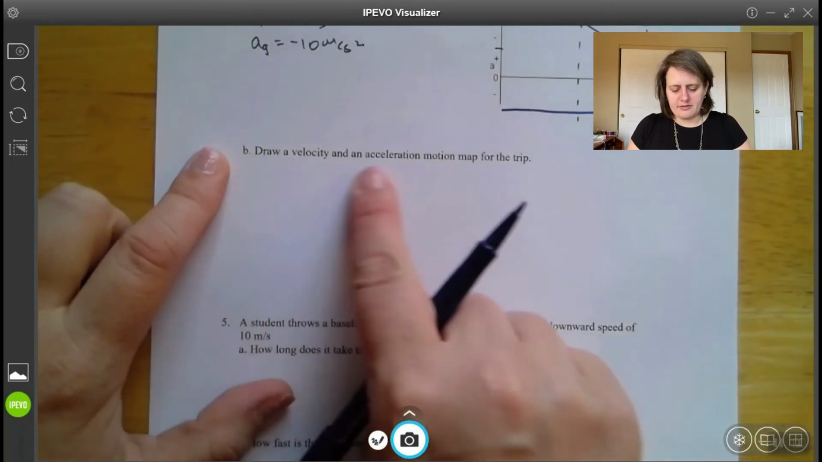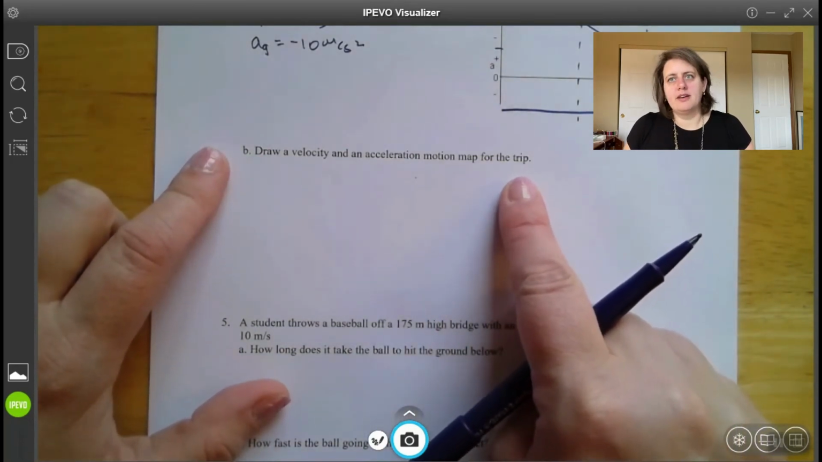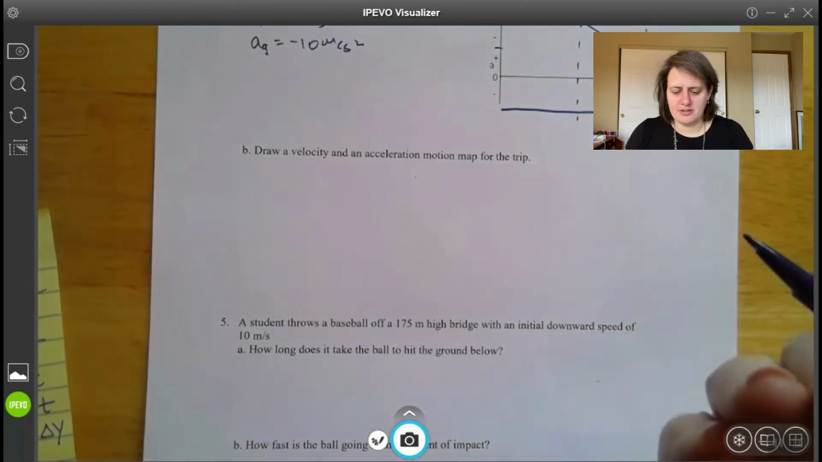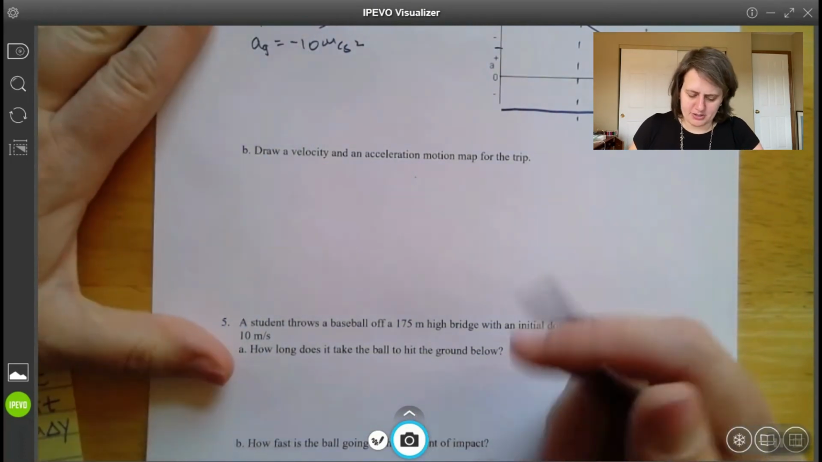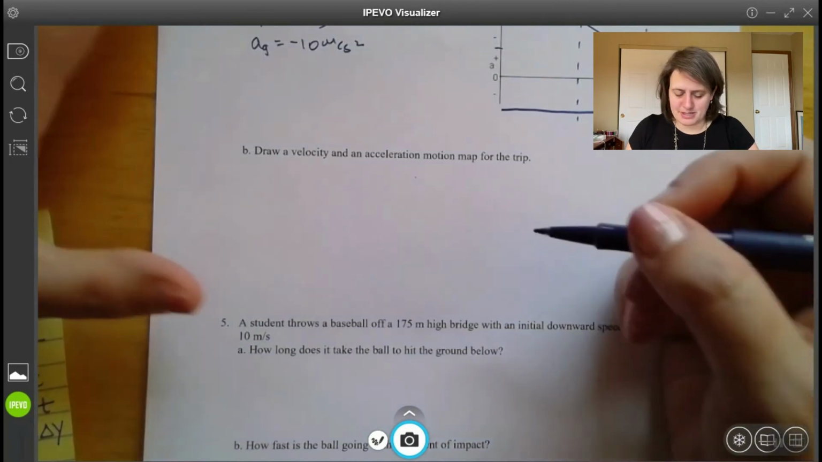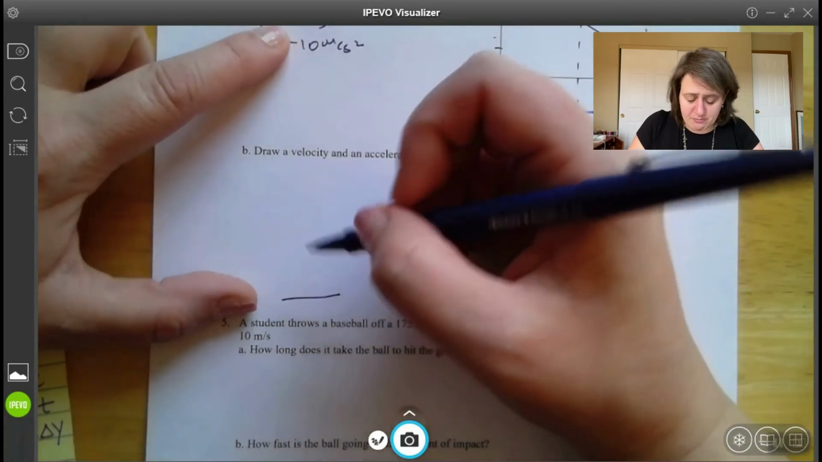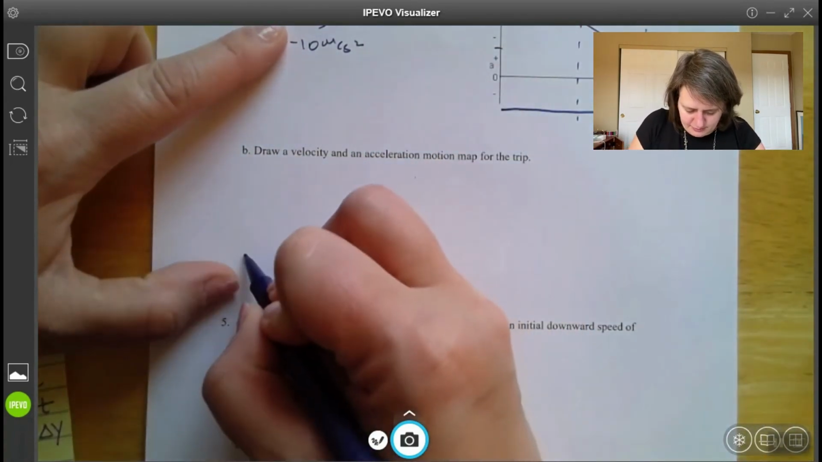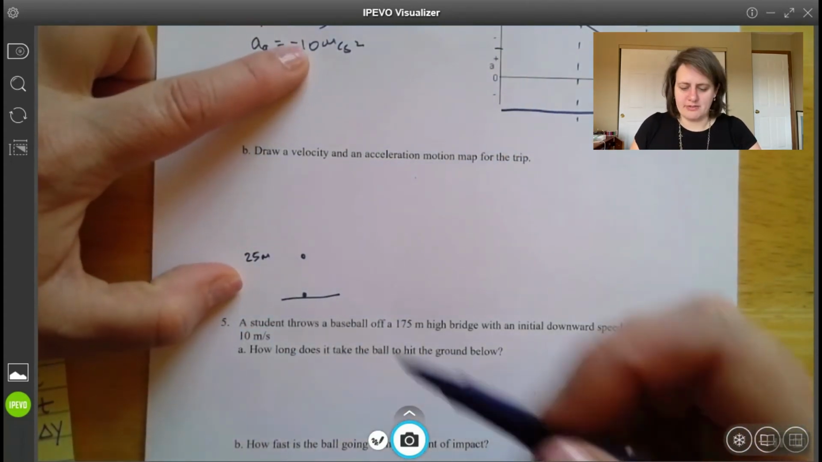All right, draw a velocity and acceleration motion map for the trip. So this is two-dimensional motion, which is a little bit different than one-dimensional motion. So let's see. It says thrown straight up, so we don't have to worry about that so much. So if we're going to go straight up, I'm just going to draw my motion map straight up. It's no big deal, right? I know that I start with a velocity of positive 25 meters per second. So in 1 second, I've traveled 25 meters, but I'm going to lose 10 meters per second every second.